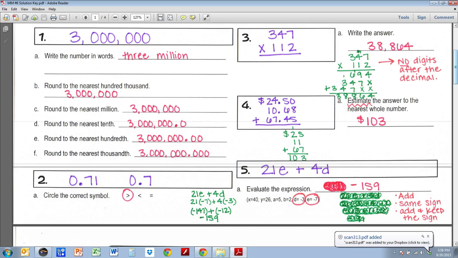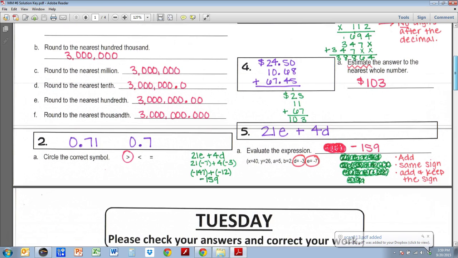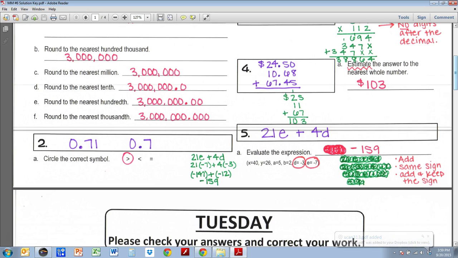On number 4, we're estimating to the nearest whole number, or the nearest dollar in this case. We have $24.50, which rounds to $25. $10.68 rounds to $11. And then $67.45 rounds down to $67. When I add up all of those whole numbers, I get $103. Make sure that you have your dollar sign there.